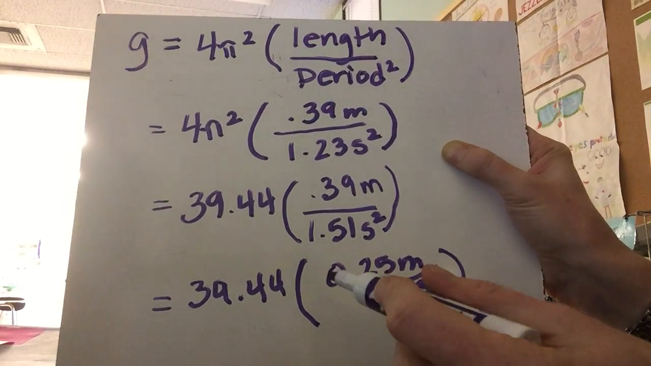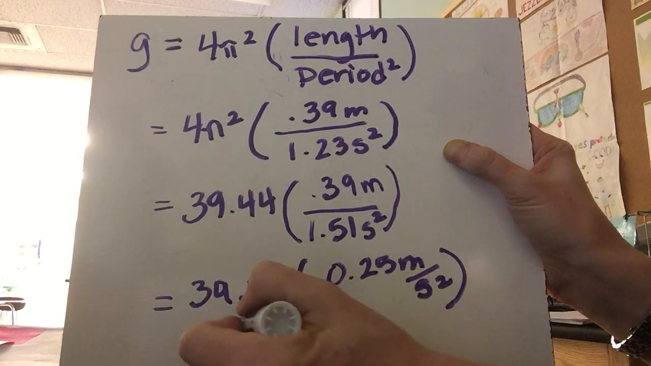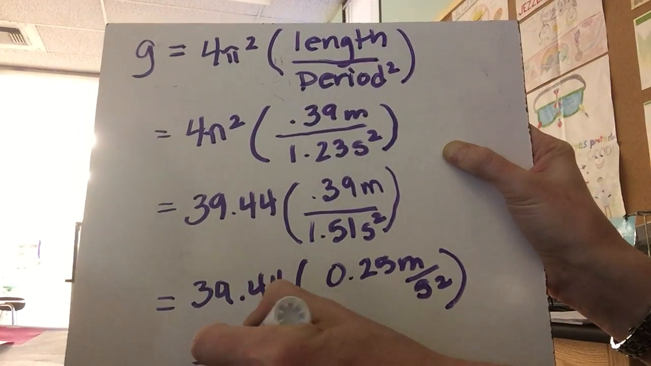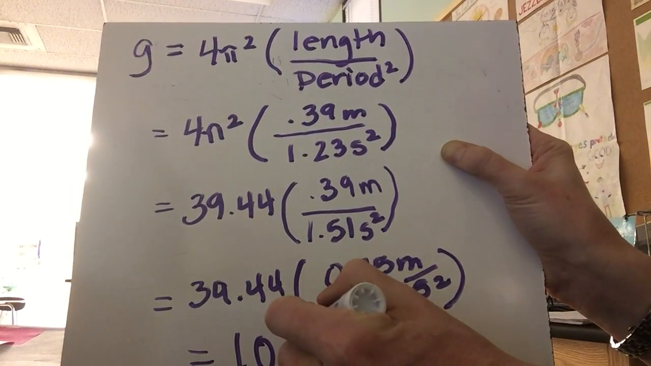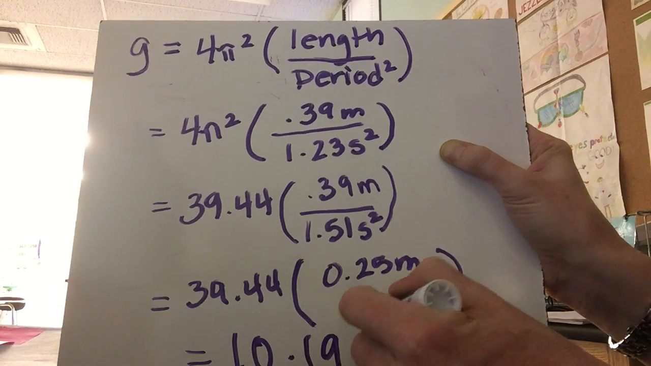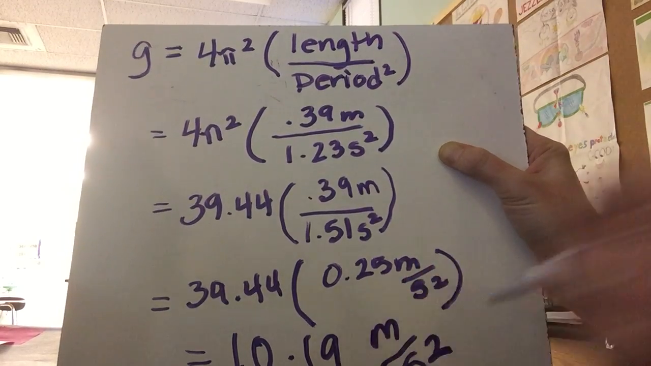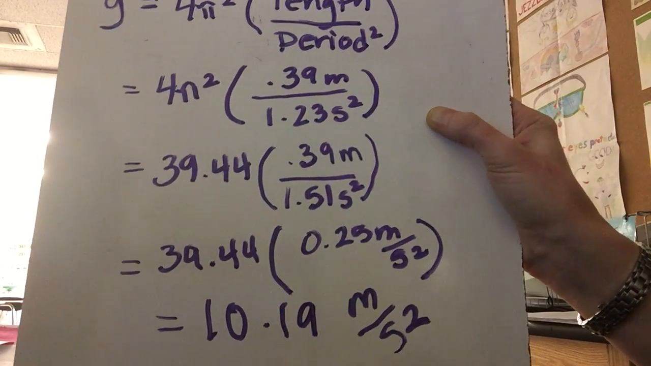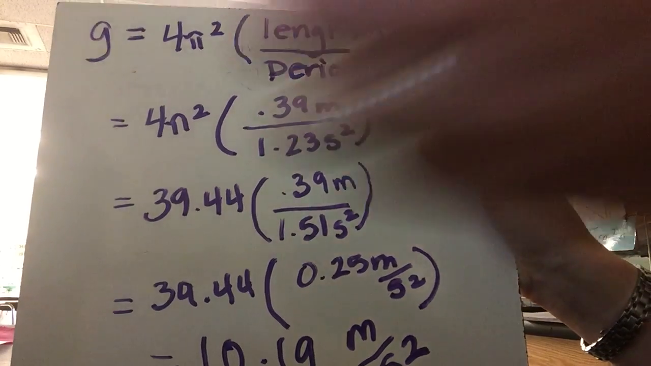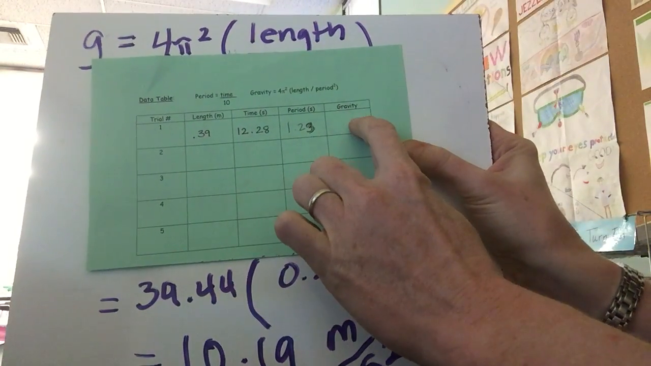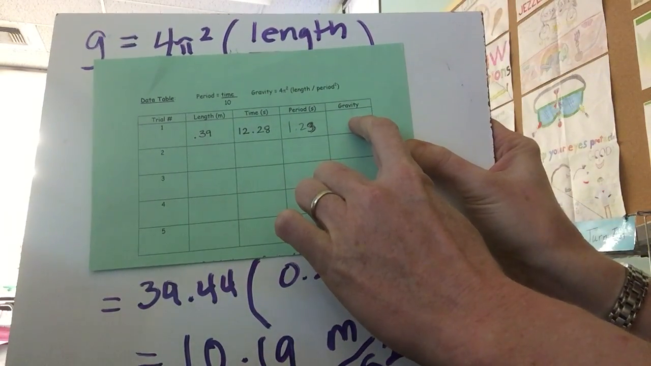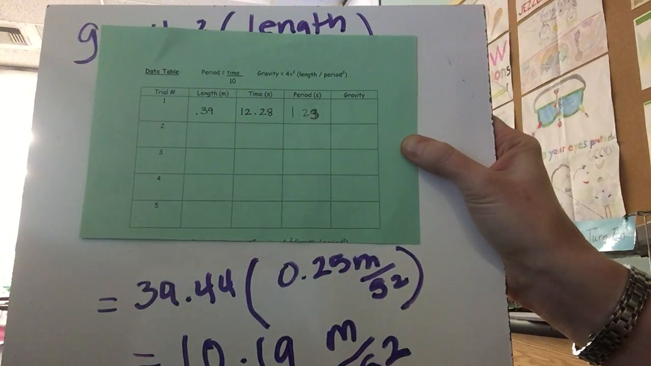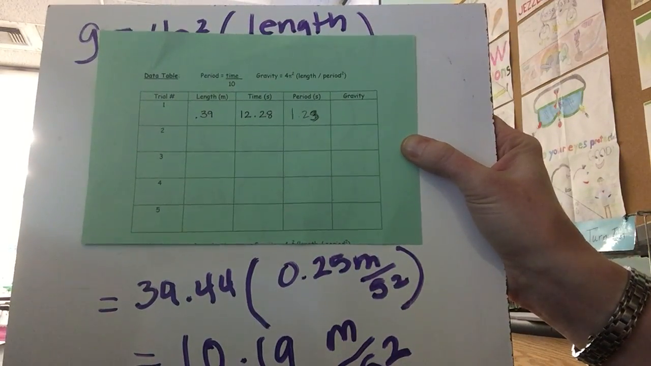Then I'm going to take that number and multiply it by 39.44. And that's going to give me 10.19 meters per second squared. I'm going to take that and plug it into this value here. So this is the acceleration due to gravity that I calculated using experimental data. Good luck.